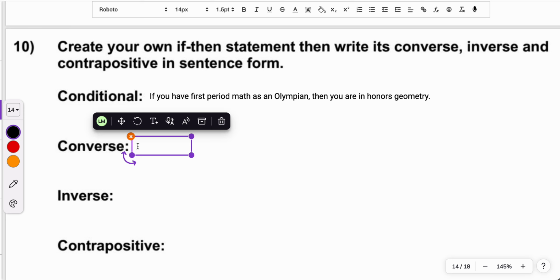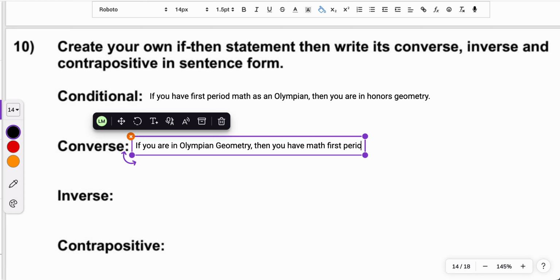Okay, great. Then the converse of that would just be switching around those things. If you are in Olympian geometry, then you have math first period.